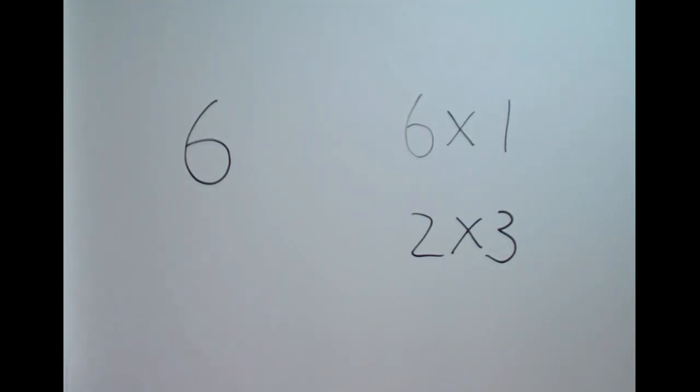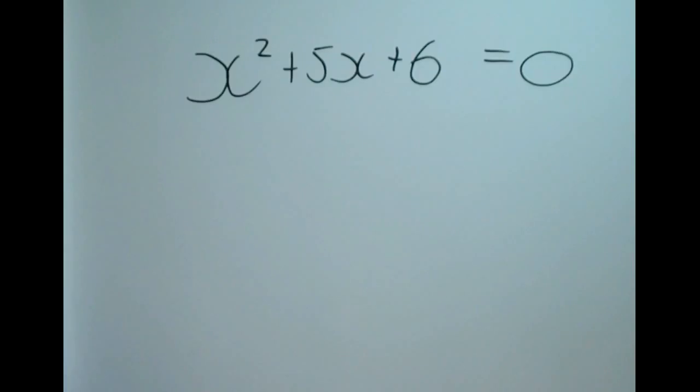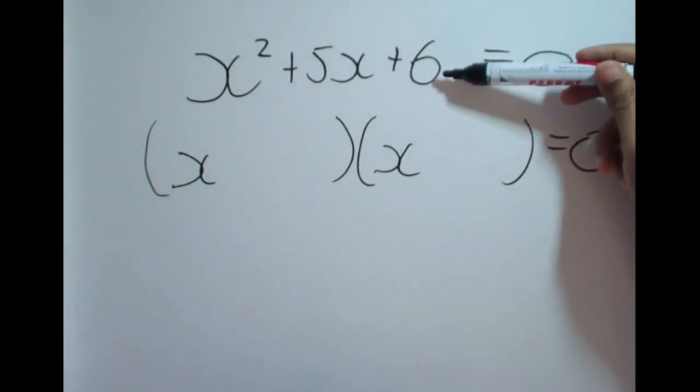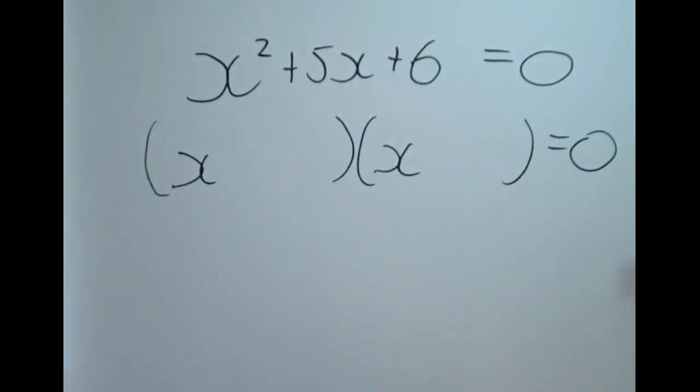Now let's use these to factorize that quadratic. Let's take a look at x squared plus 5x plus 6 is equal to 0. Now I know it's going to give me two brackets, but I don't know what else will be in these brackets. So how I need to find out what those are is I need to look at the factors of 6 that will give me 5. Now this is a plus sign over here, so that means that the factor pair that I use will have to both be the same sign.